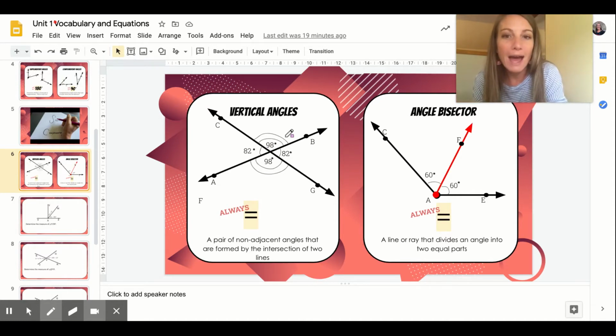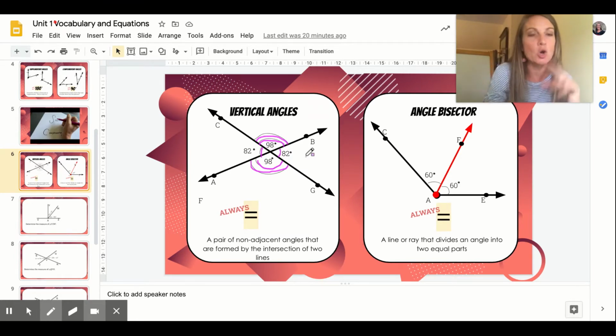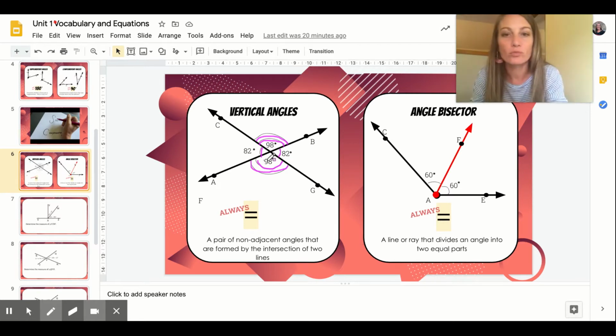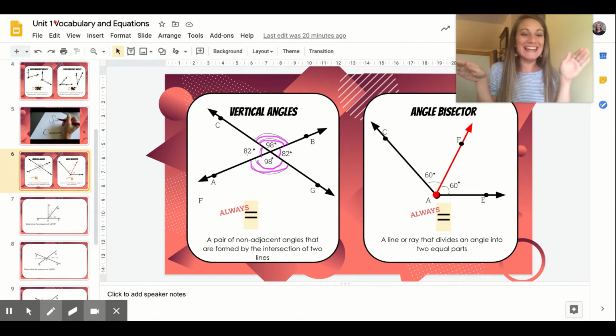So when you have them, we mark it over here as this would be congruent to this one because they're opposite of each other. And then this is a single. So it would be 82 and 82. And then look at this. 98 plus 82 gives me what? 180. Why? Because they're a linear pair, and linear pairs are supplementary. All that vocab. So these guys are always equal.